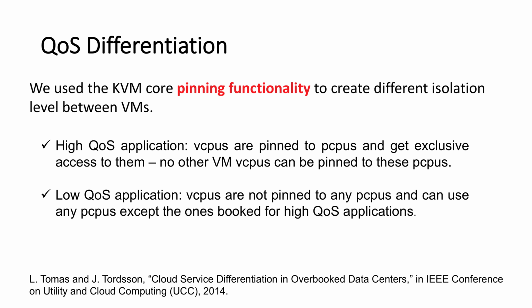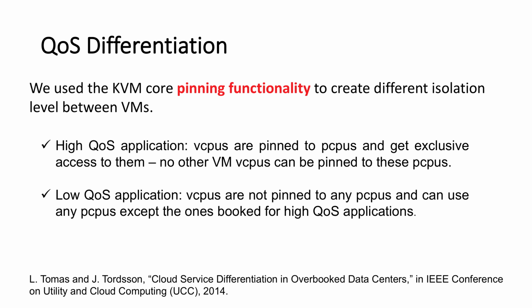In order to treat VMs with different quality of service requirements, we use the KVM core pinning functionality to create different isolation levels between virtual machines. We created two different groups, high quality of service applications and low quality of service applications. In the high QoS group, virtual CPUs are pinned to physical CPUs and get exclusive access to them. So no other virtual CPUs in other virtual machines can be pinned to these physical CPUs.